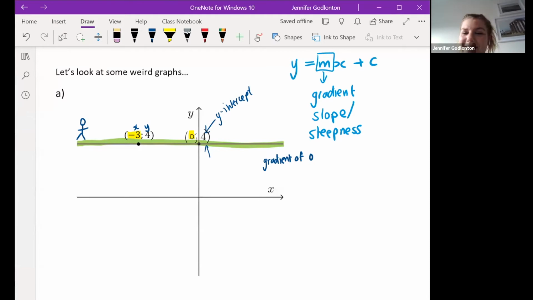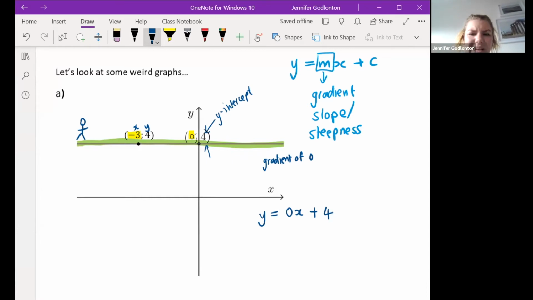Okay, let's try and focus again over here. So basically what we figured out is that we have a gradient of 0, because there is no slope, there is no steepness. That means our m would be 0. So we would have y is equal to 0 times x. And like Lunico said, our y-intercept is 4, so our c value would be plus 4.